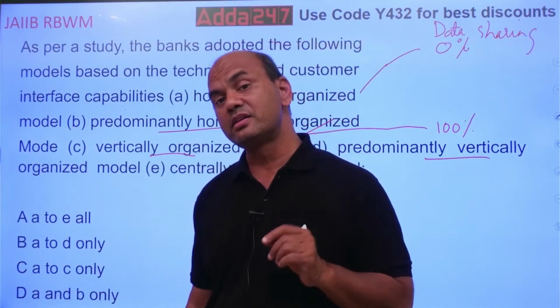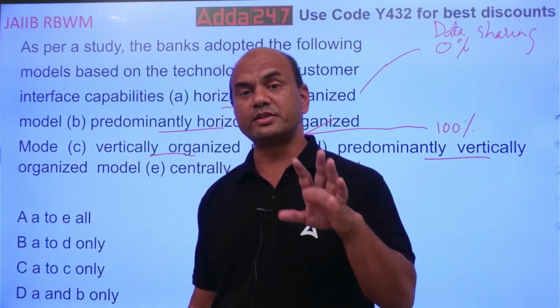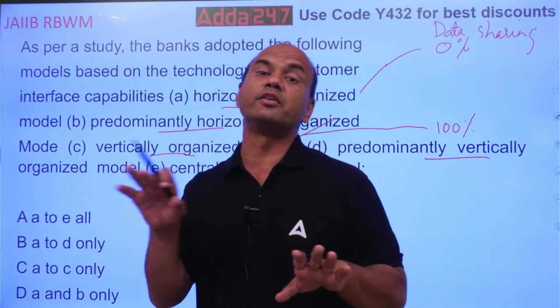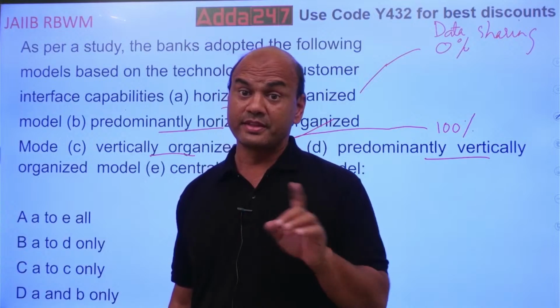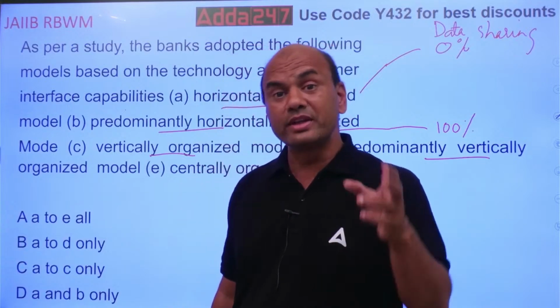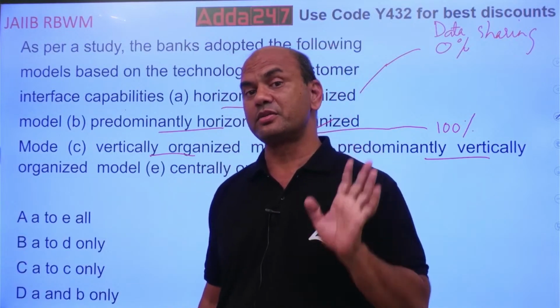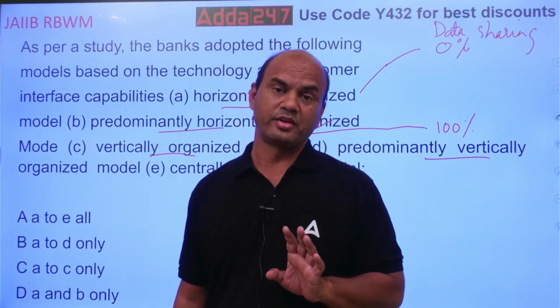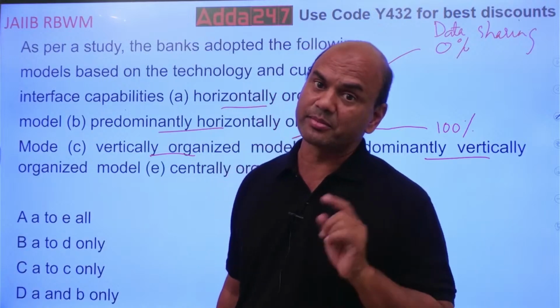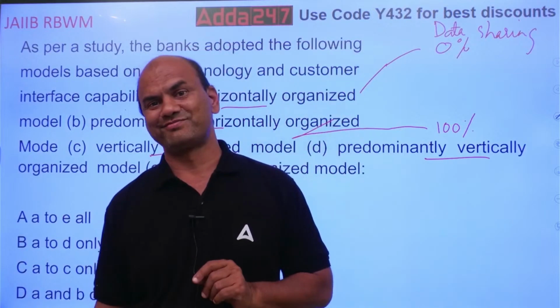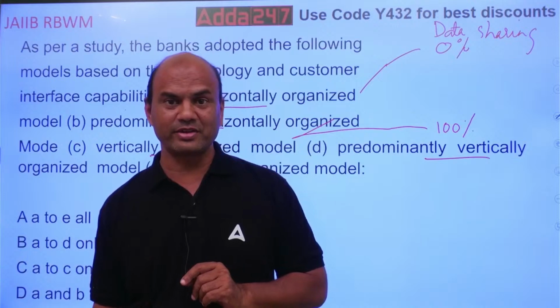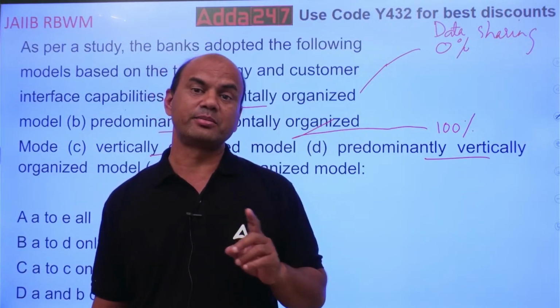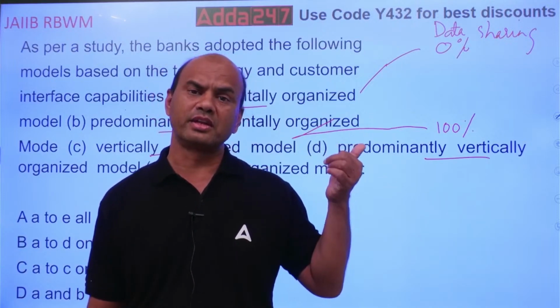Otherwise you'll think the SBI bank will share the data with SBI Life Insurance. These are separate companies. Within the same company data sharing is allowed. But with different companies, it's not allowed. So data is shared within the same company. So nobody can catch you. Okay, got this point everyone? So understand this concept of vertically organized and horizontally.